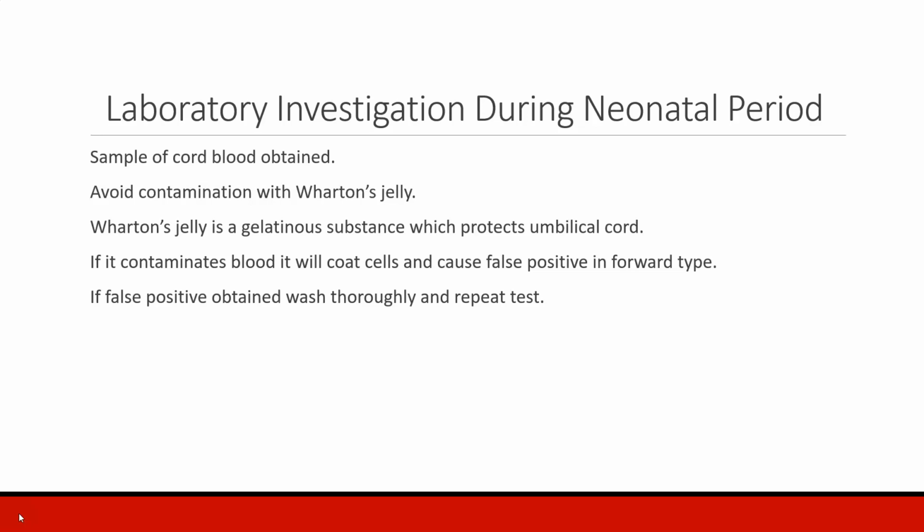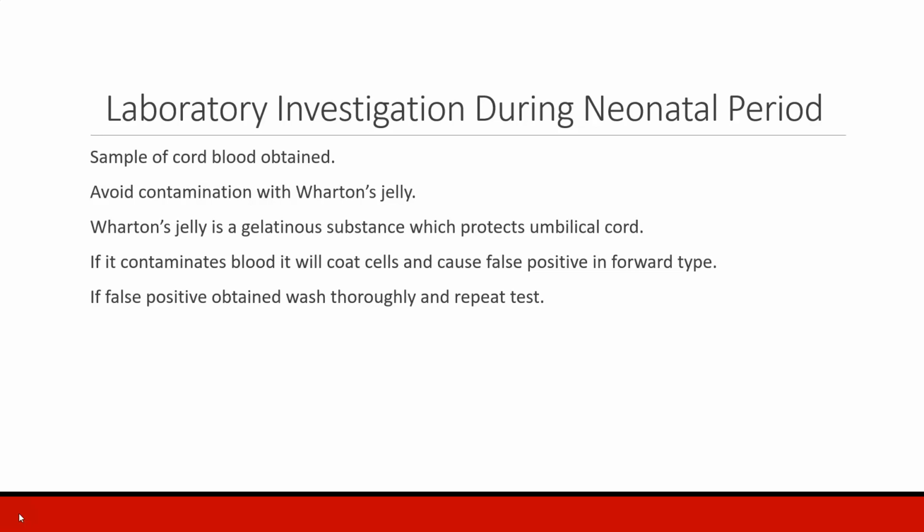A sample of cord blood is obtained from every infant at the time of birth, and you want to avoid contamination with Wharton's jelly. Wharton's jelly is a gelatinous substance which protects the umbilical cord. If it contaminates the cord blood sample that is collected, it will coat the cells and cause false positives in the forward type because it is protein. It is sticky. So these cells, if you just put a drop in a test tube and spin it down, that drop of blood will appear to be agglutinated. If a false positive is obtained, wash thoroughly and repeat the test.